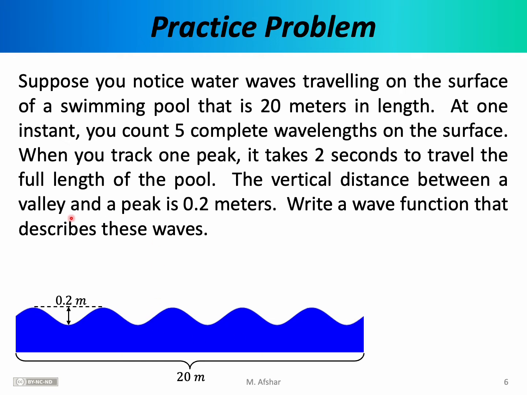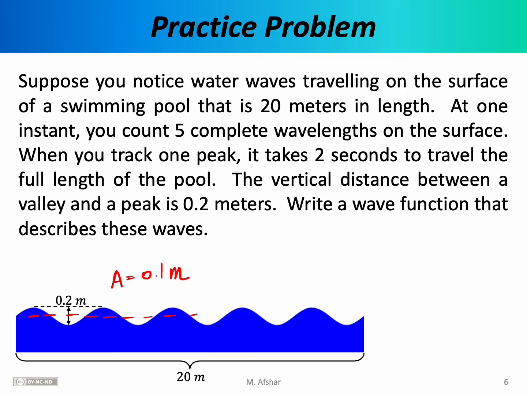The vertical distance between a peak and a valley is 0.2 meters. This is an important piece of information because it basically tells us that the amplitude is 0.1 meter. Remember that the amplitude of the wave is the vertical distance from the peak to the equilibrium point, or this middle point here. So if the distance from a peak to a valley is 0.2, then the amplitude is going to be half of that, which is 0.1 meter.